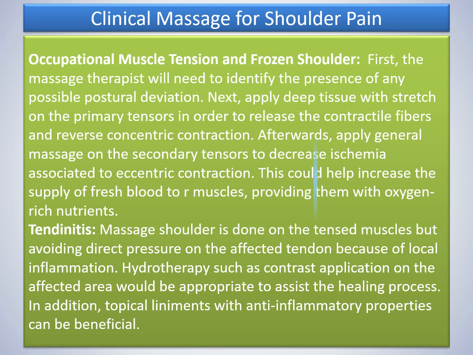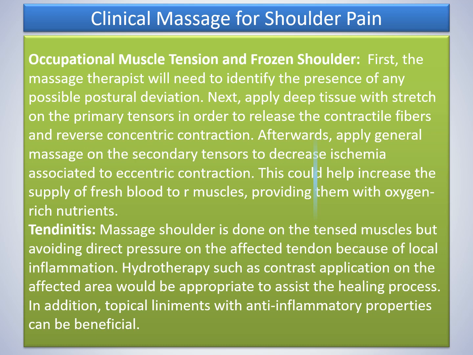So a lot of times the massage therapist will need to identify the presence of the possible postural deviation. Is this related to a postural deviation due to occupational muscle tension, or is this just due to an injury? After that is done, identify which ones are primary and which ones are secondary. As we covered previously, the primary will shorten and be tense, and those can actually be massaged and stretched. The secondary tensors are in an eccentric contraction, which is still contracting against a stretch, and they should not be stretched, massage only.